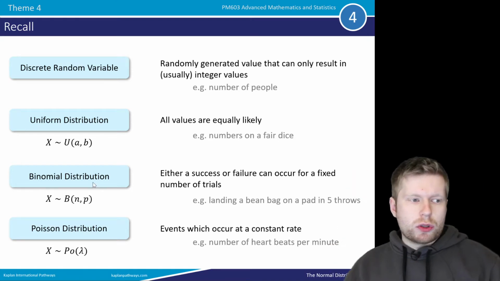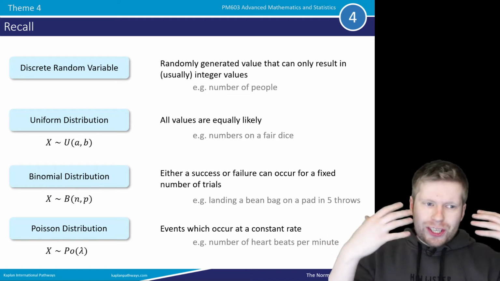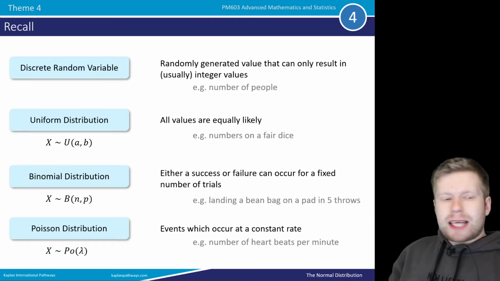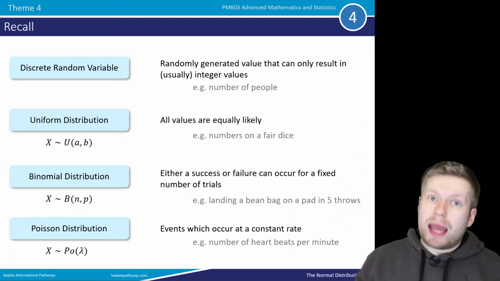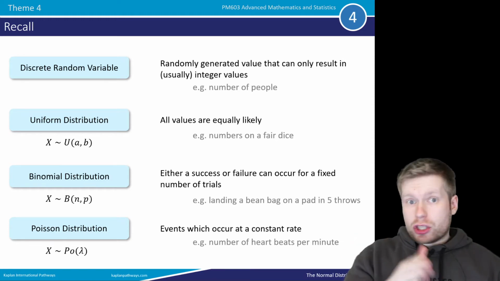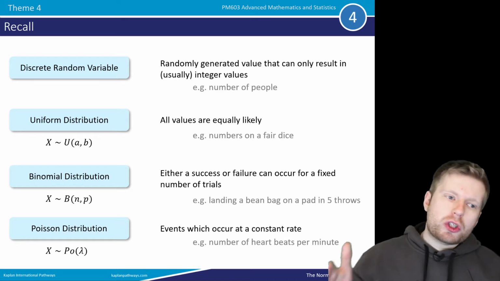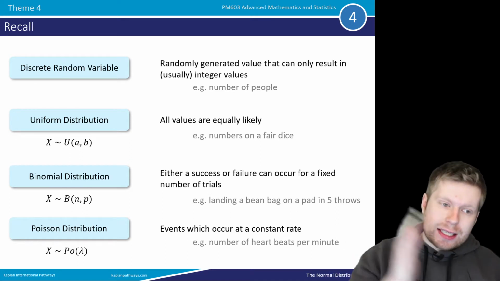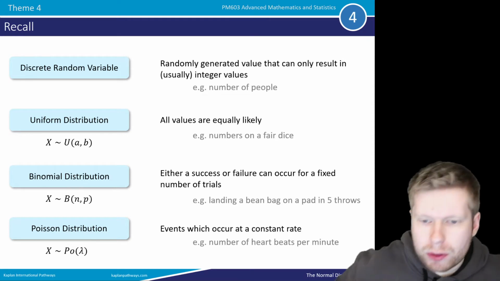Now, the other two distributions we've looked at are the binomial distribution, and if you remember, the way that we visualized the binomial distribution was by taking a beanbag and tossing it up in the air and seeing whether it landed on a bit of paper or not. So basically a binomial distribution is a discrete random variable with a fixed number of trials, and each of those trials either results in a success or a failure, hence the binomial bit, the two-bit.